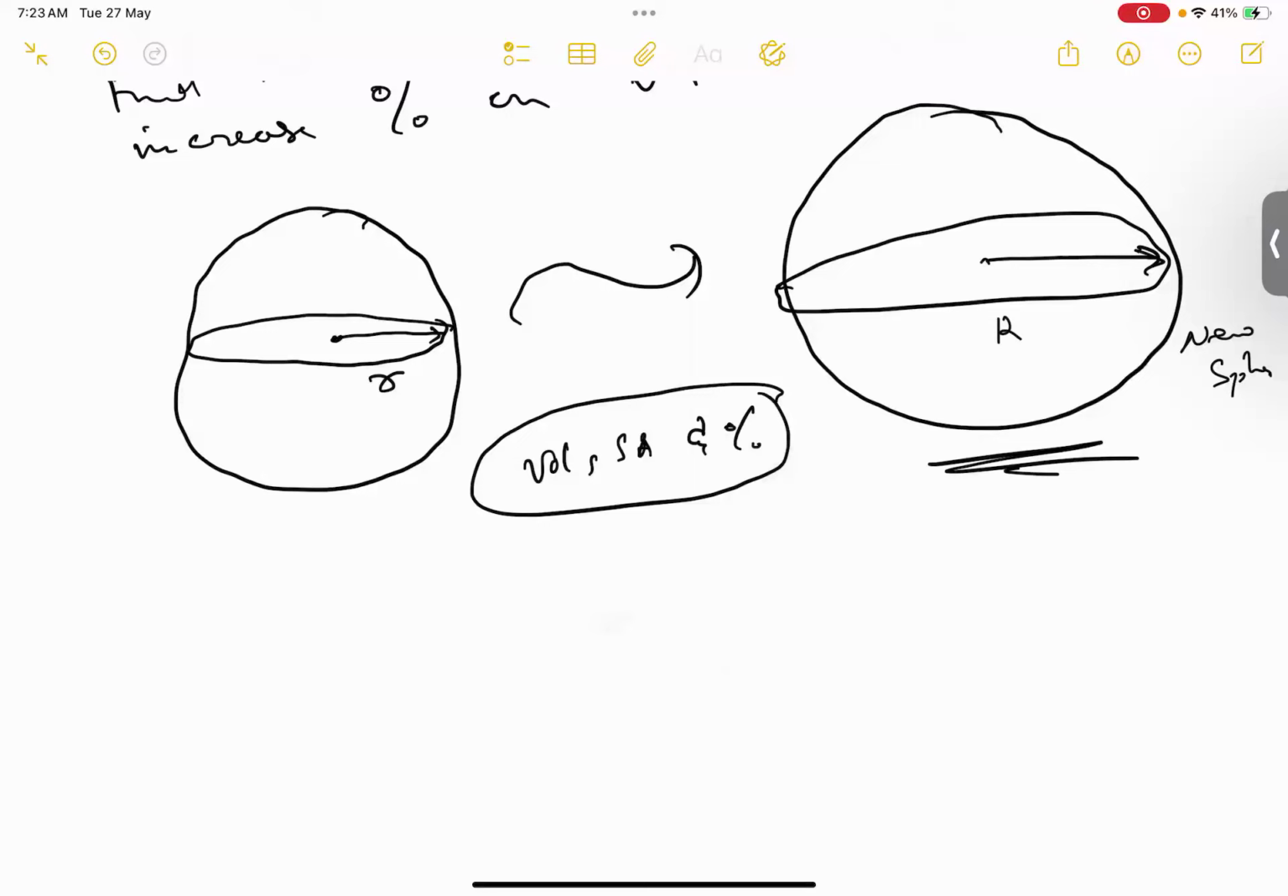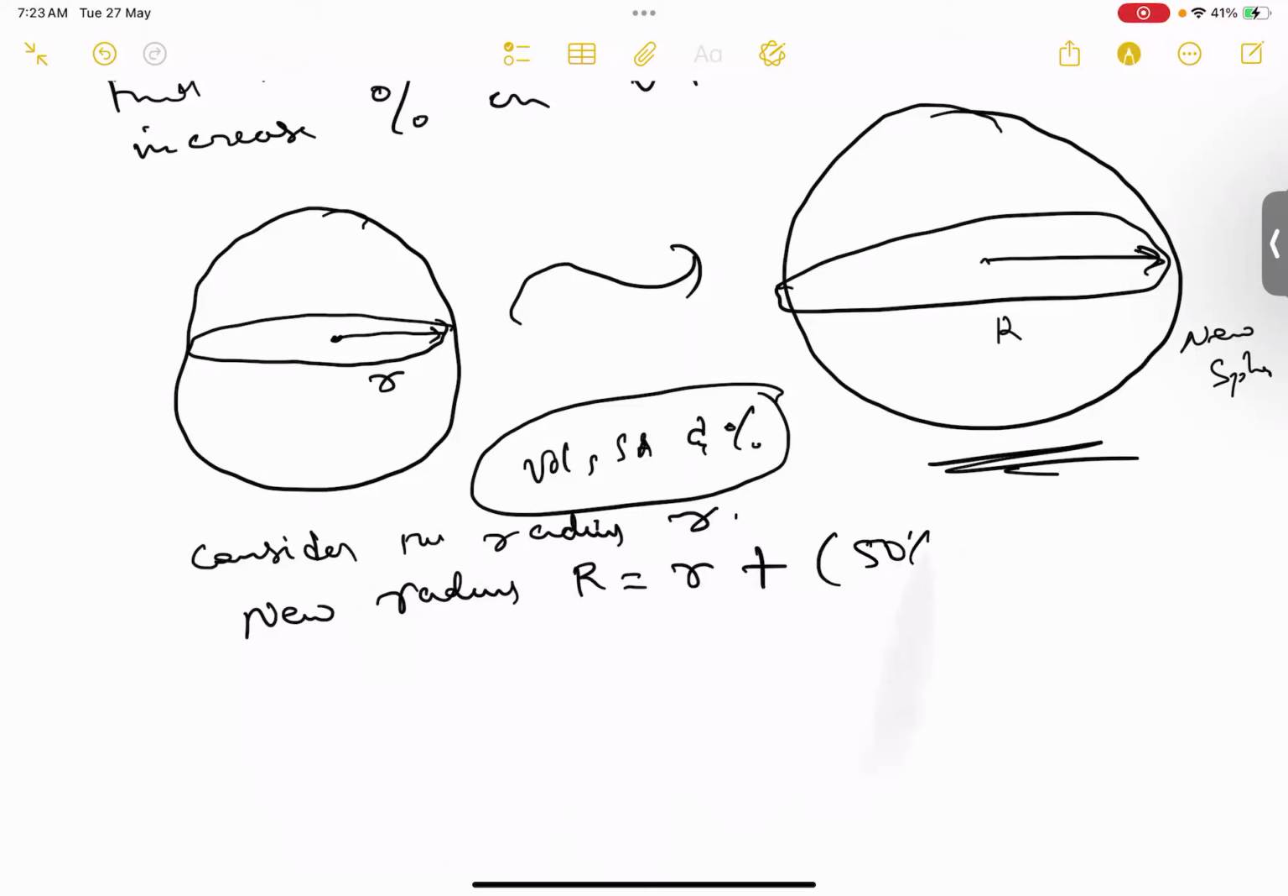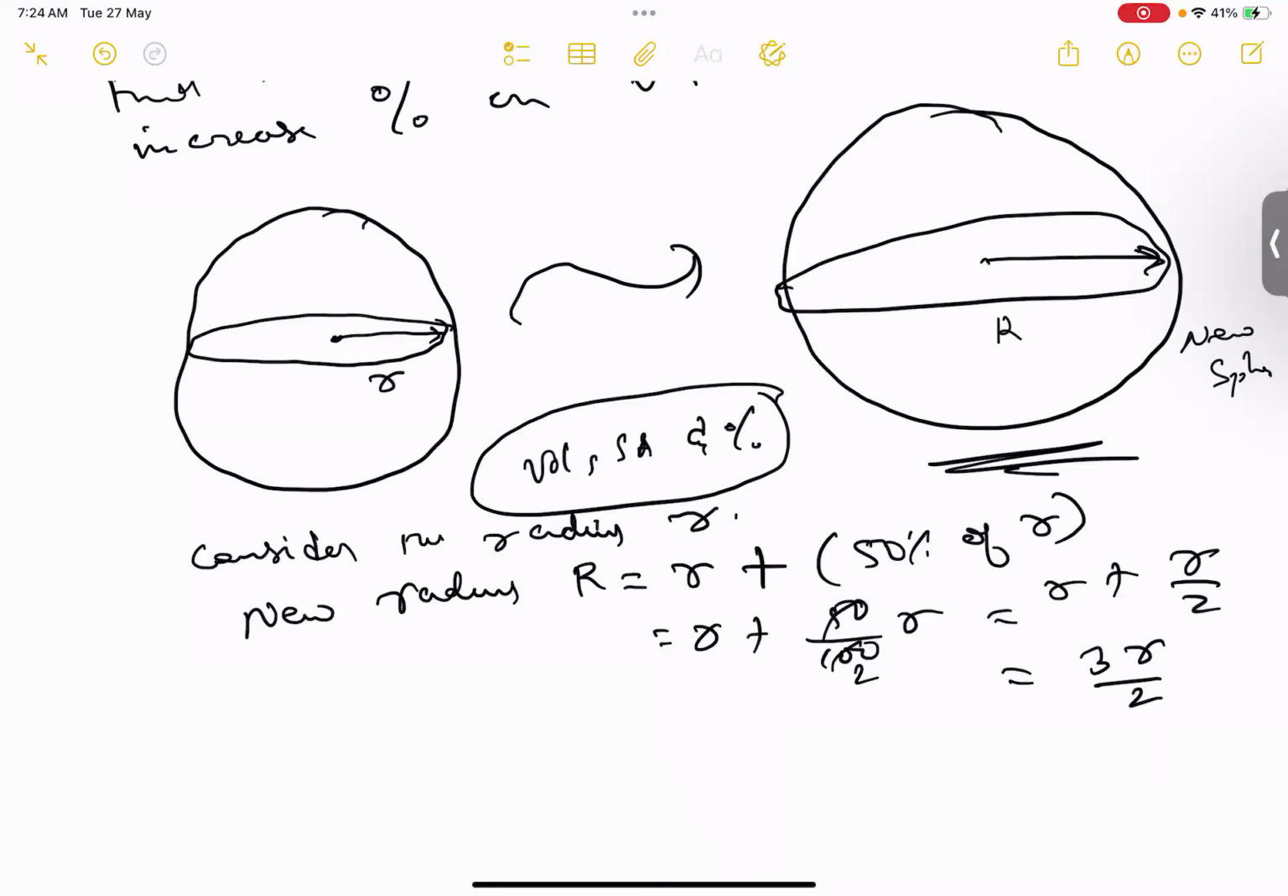Now, we'll consider the radius as r. Now, the new radius is equal to how much? It has been increased by 50%, okay? Which means r plus 50% of r. 50% increase means we have to add another 50%. So it's r plus 50 by 100 r, which is r plus r by 2, equal to 3r by 2. So the new radius is 3r by 2, okay?